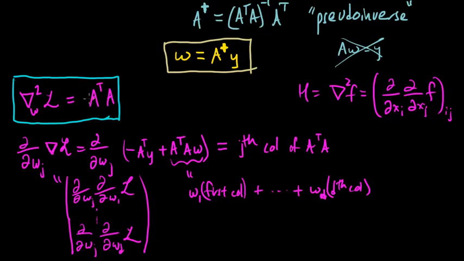And now, to show that it's a minimum, we need the Hessian to be positive semi-definite. We would want it to be strictly positive definite to guarantee a unique minimum, but for it to be a minimum, we just need it to be positive semi-definite, and in fact, A transpose A is positive semi-definite.